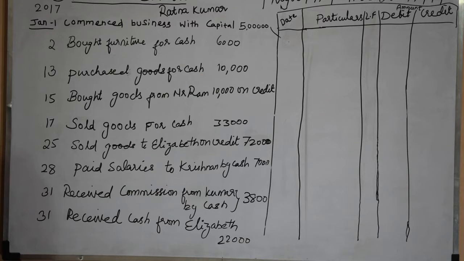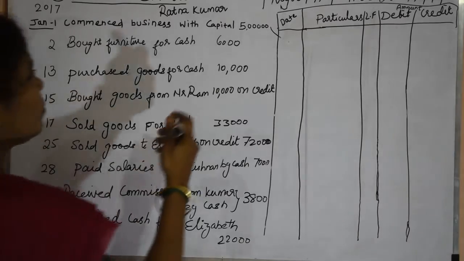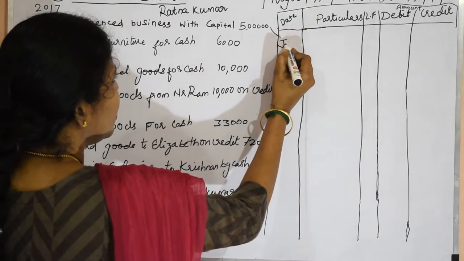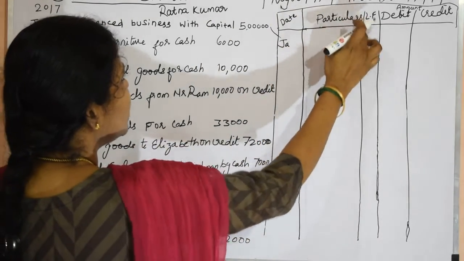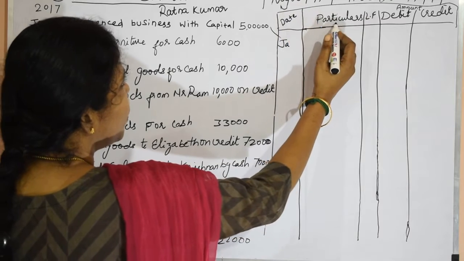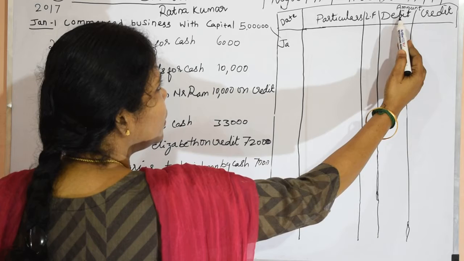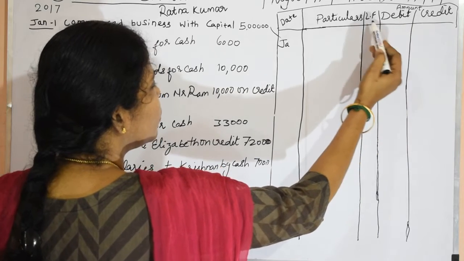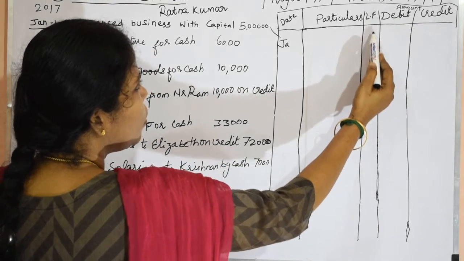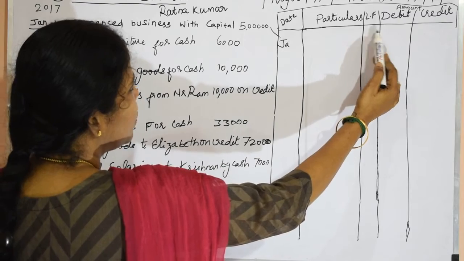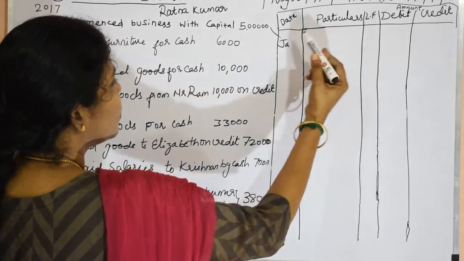So the entry will be cash account. On Jan 1st he is starting, so we have to write Jan. This is the format of the journal: date, particulars, LF, debit and credit amount. LF is the ledger folio number, that is the ledger page number.